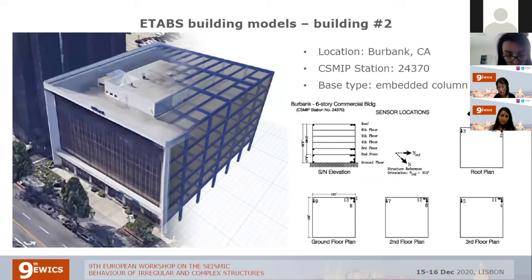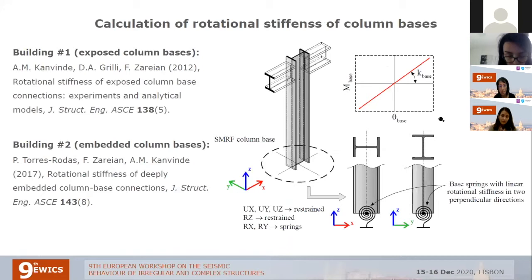After creating the detailed ETABS models, we evaluated the rotational stiffness of column bases. To do that, we used two procedures. For the Richmond building, building number 1 with the exposed column bases, we used the procedure proposed by Kanvinde, Grilli, and Zareian in 2012. And for building number 2, the Burbank building with embedded column bases, we adopted the methodology proposed by Torres, Zareian, and Kanvinde in 2017. And as you can see on the right side, we use base springs with linear rotational stiffness in two directions to introduce the rotational flexibility of column bases.